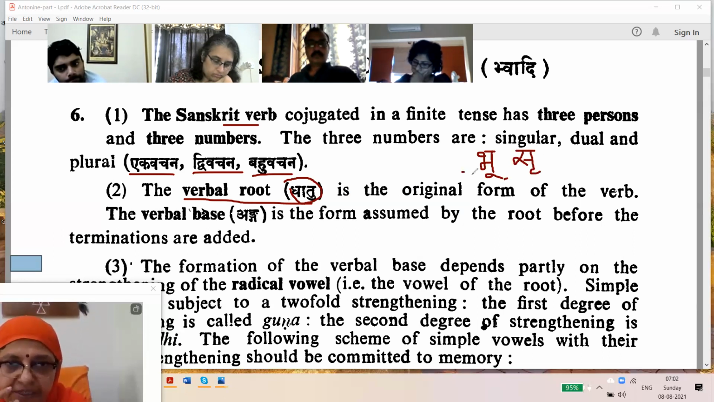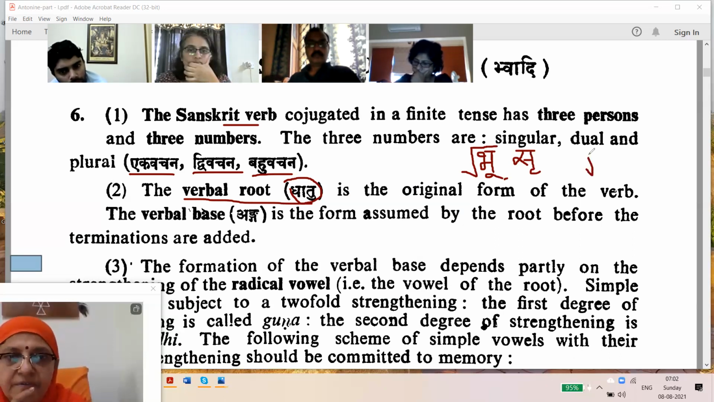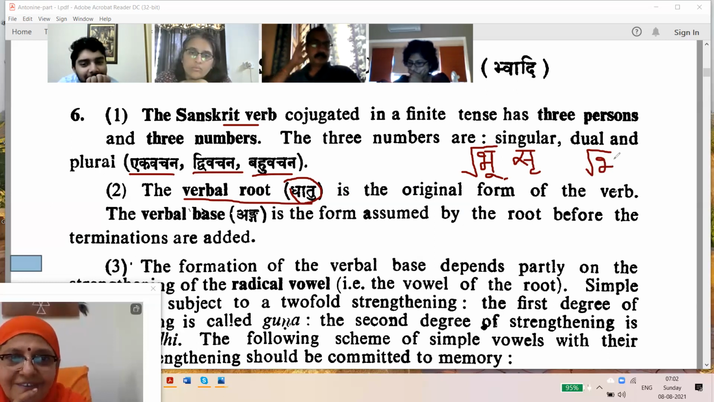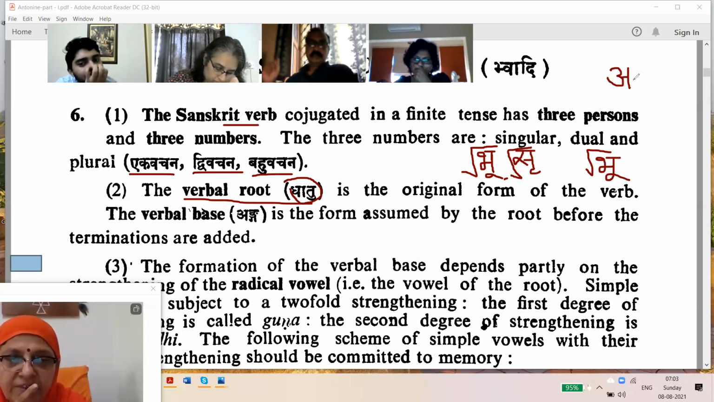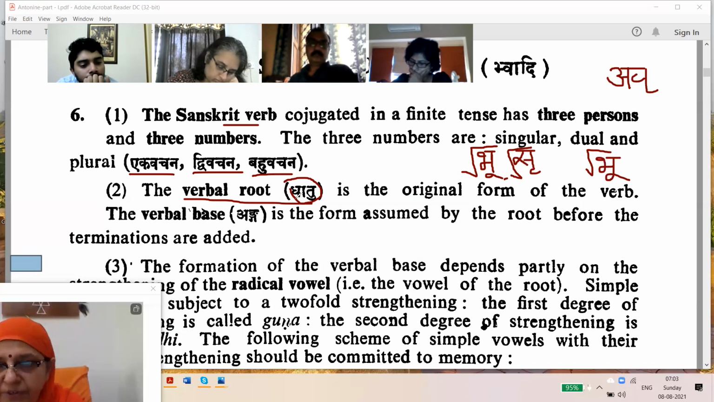And really speaking, in Panini, we have to show it like this. This is bhu, like in mathematics, no? So this is bhu, this is sru. Av. The meaning of av, as in sahana vavatu, is to protect. So many verbs will come, but they are called dhatu, or verbal root in English.